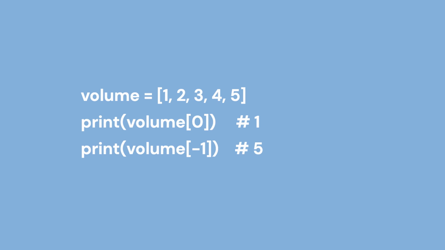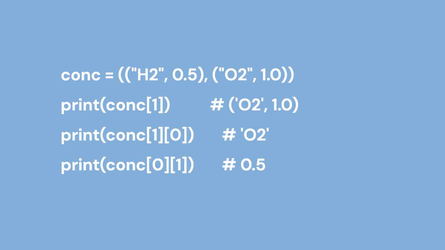Indexing works just like strings. Positive index starts at 0. Negative starts from the end. -1 equals last item. With a tuple, you can combine indexing to drill into nested structures.